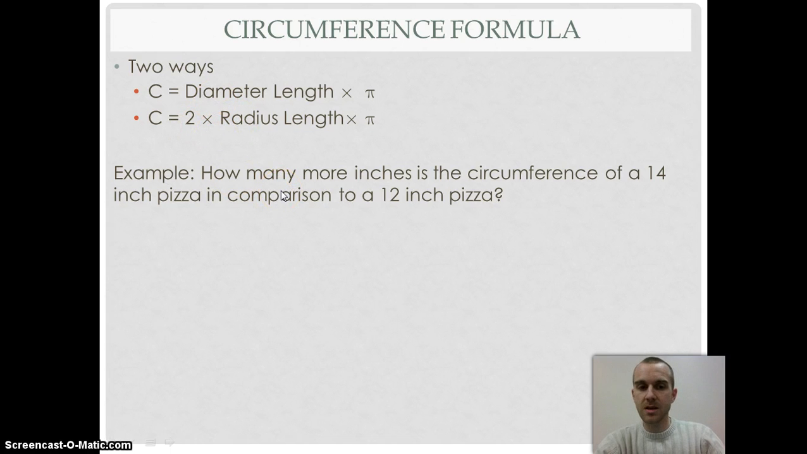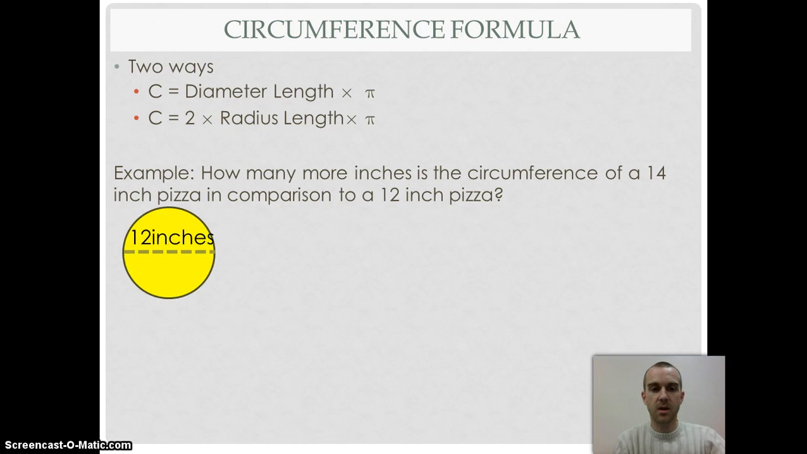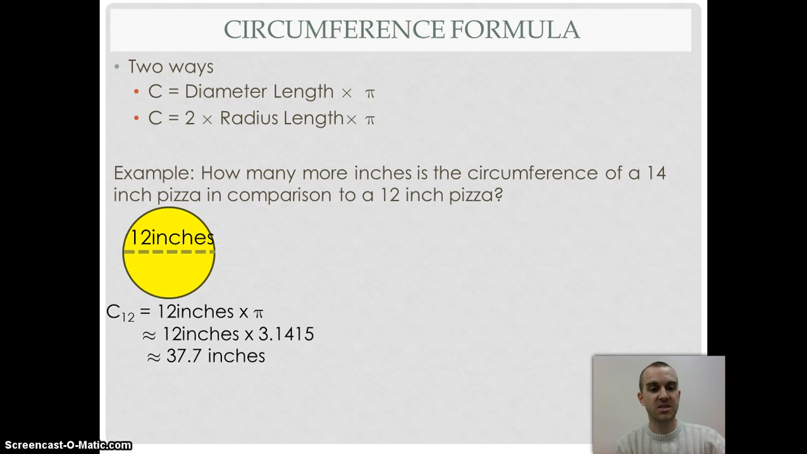So say we want to look at two pizzas, a 14-inch and a 12-inch pizza. And we want to say, how do they compare in circumference? So if we think about that, what we have there is the diameter. So we know we were going to do the circumference using the diameter because that's 12 inches across the pizza. So circumference would be 12 inches times pi. And I could approximate that to give us an actual value. Multiply that together, and I get about 37.7 inches for the circumference of a 12-inch pizza.